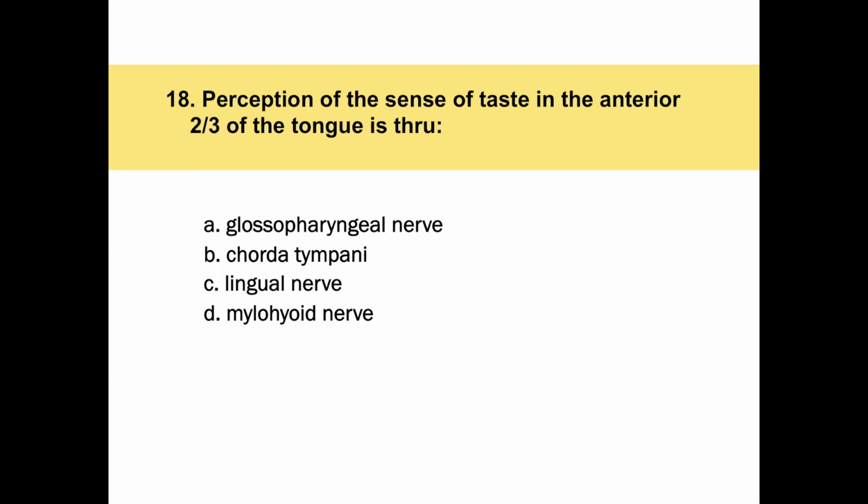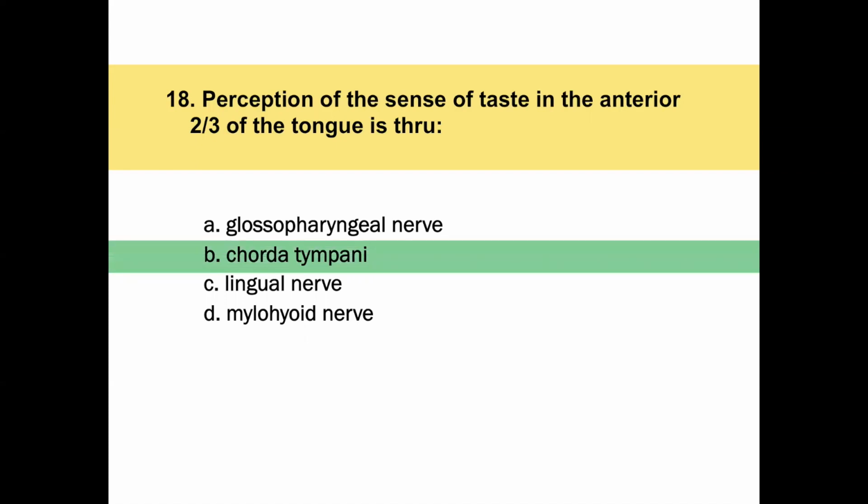Perception of the sense of taste in the anterior two-thirds of the tongue is through A. Glossopharyngeal nerve, B. Chorda tympani, C. Lingual nerve, D. Mylohyoid nerve. Answer B. Chorda tympani.